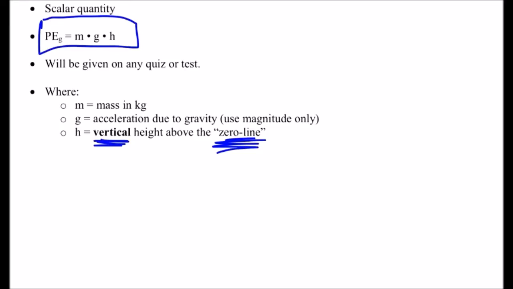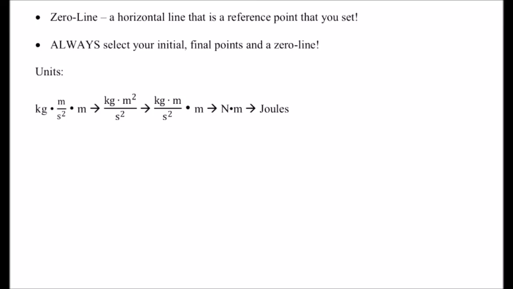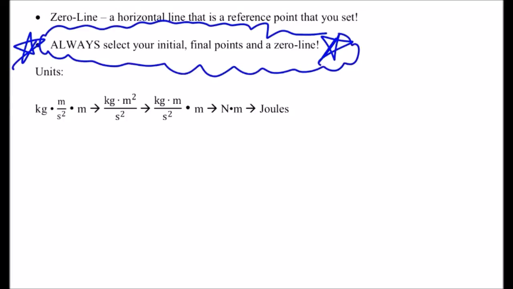Okay, let's look here, zero line. A zero line is a horizontal line that is the reference point that you set for the problem. You get to pick wherever you want your zero line to be. There are three things that you must do on any energy problem, and I want you to star this second bullet here, box it, put it in the cloud, highlight it, something about it. You need to know those three things. Any energy problem, you must do these things. Actually, any energy or work problem.